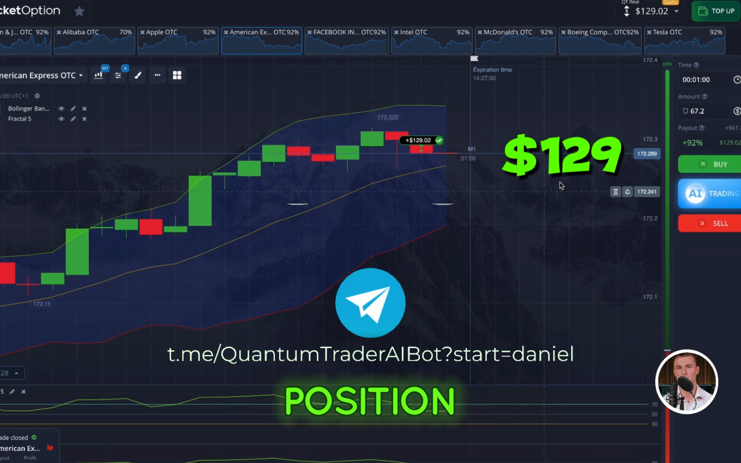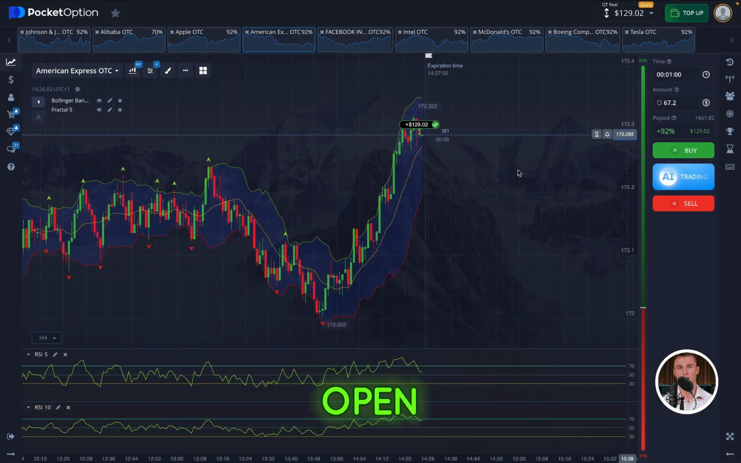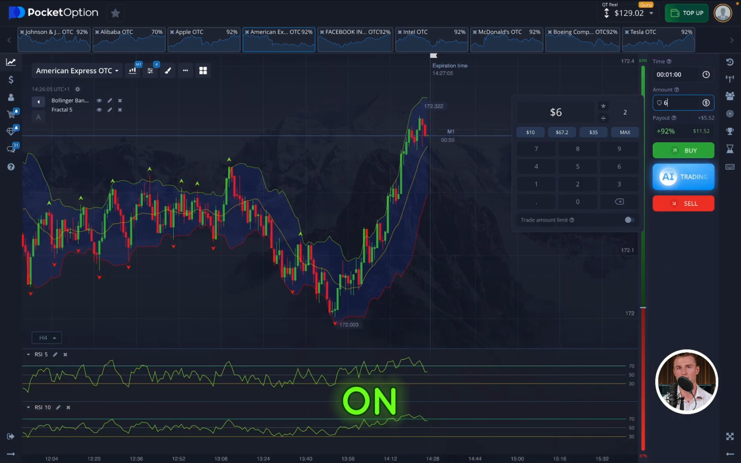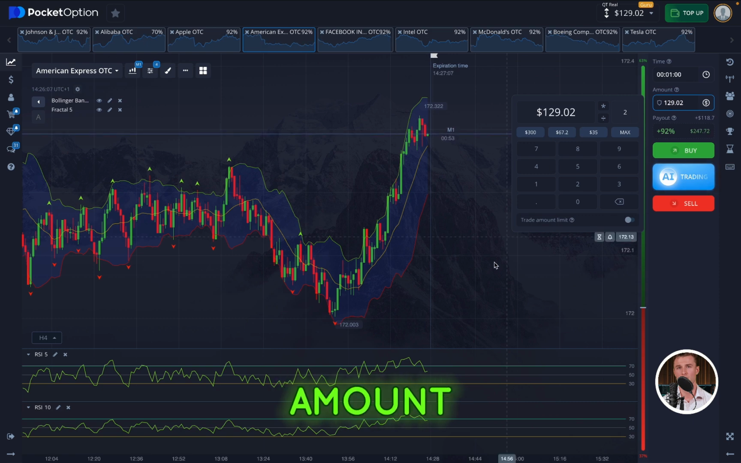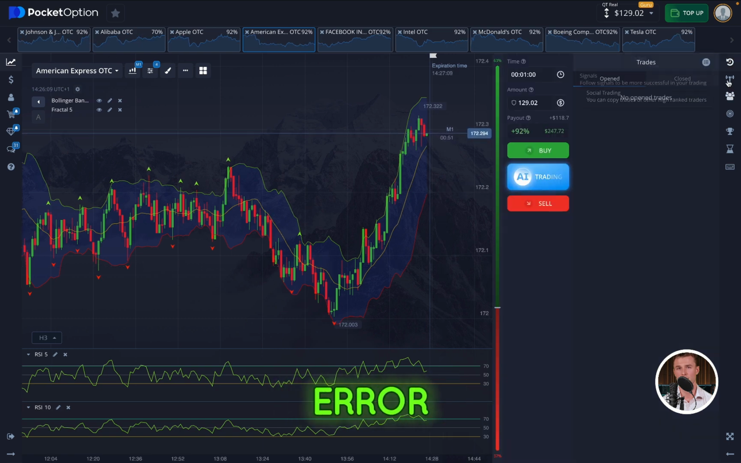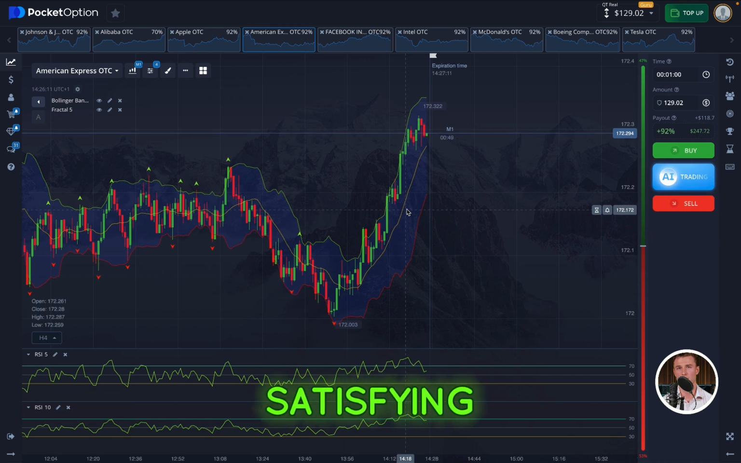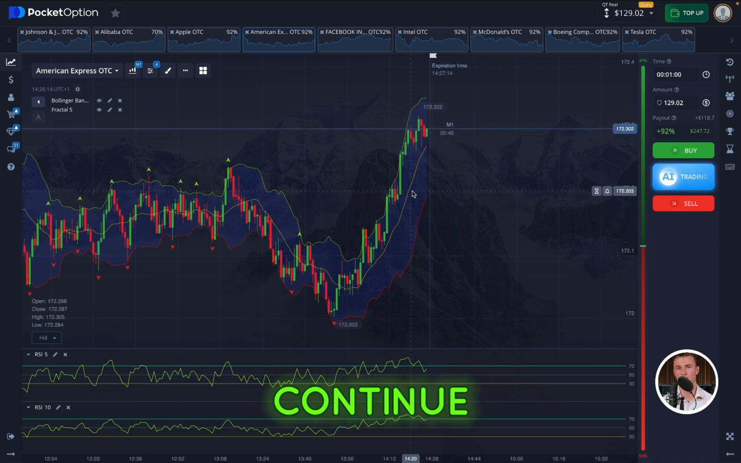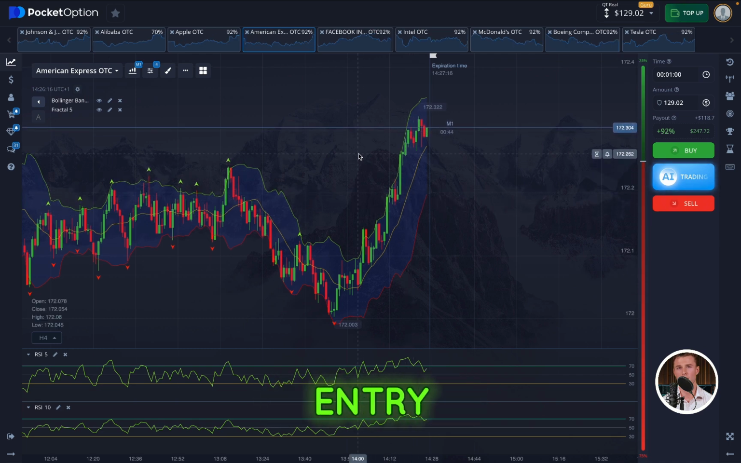It's simple. Let's see the result. And the position closes in plus perfectly. Let's open further also on the maximum balance amount. No margin for error. In order to get to an even more satisfying profit, let's continue and pick up the next entry point.